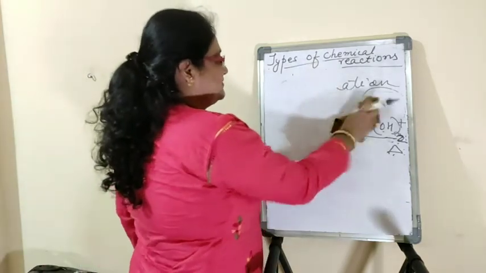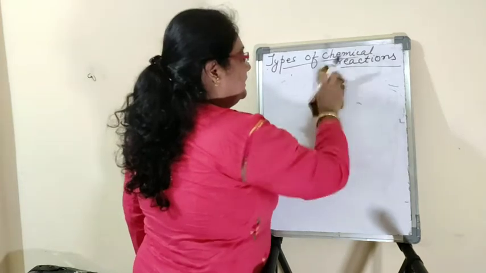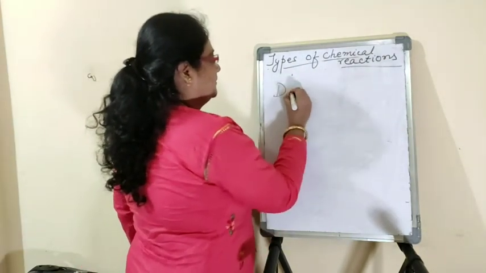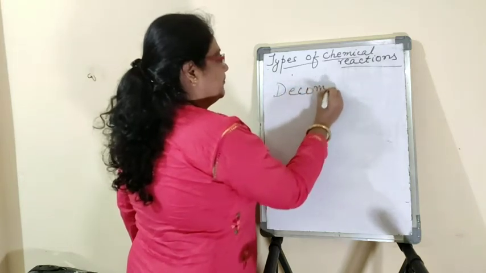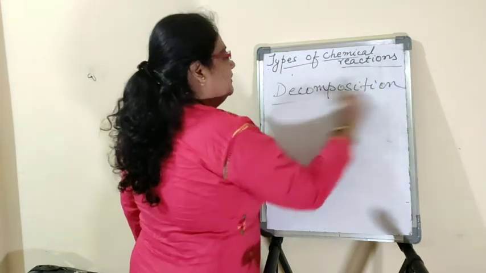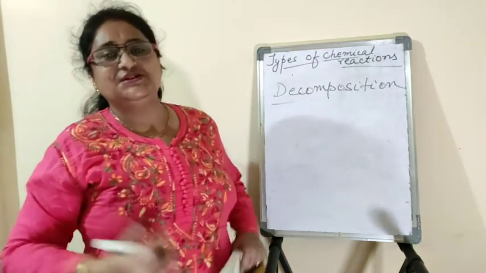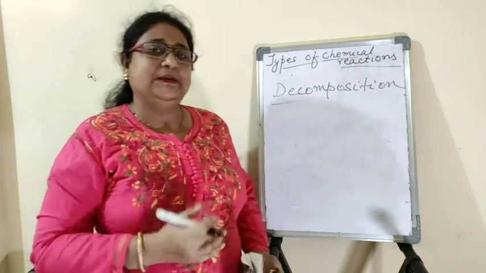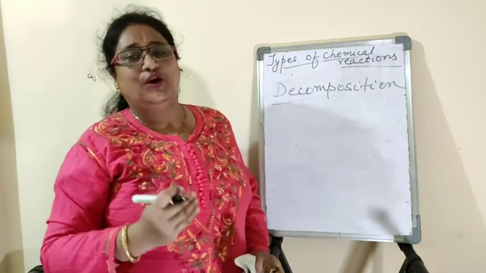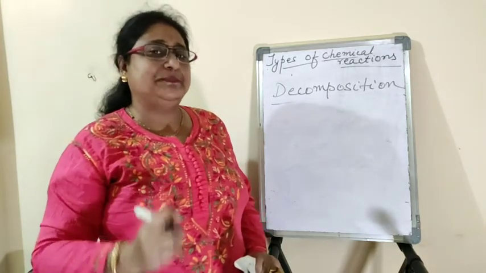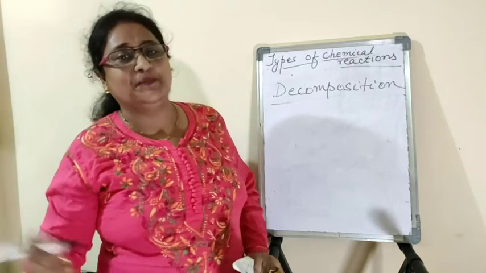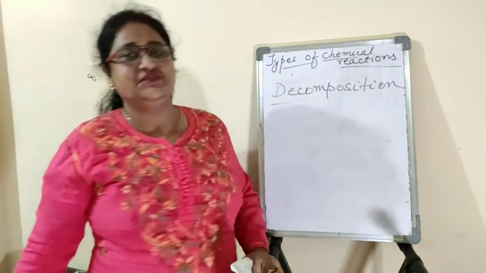Now coming to the next one: decomposition reaction. Decomposition is just the opposite of the combination reaction. In combination, we saw two or more reactants react to form a single product. Here, a single reactant breaks down to form two or more products, which is known as a decomposition reaction.